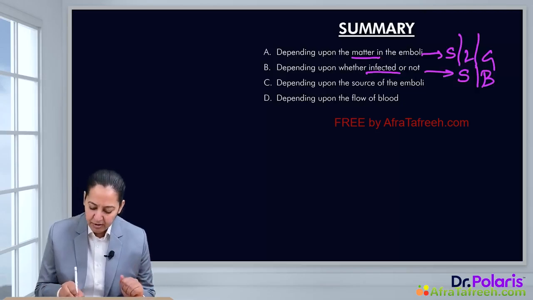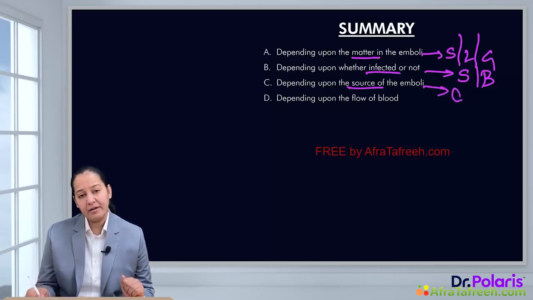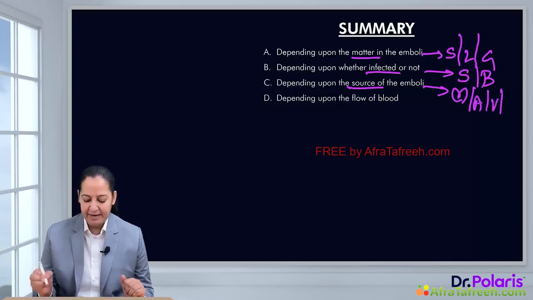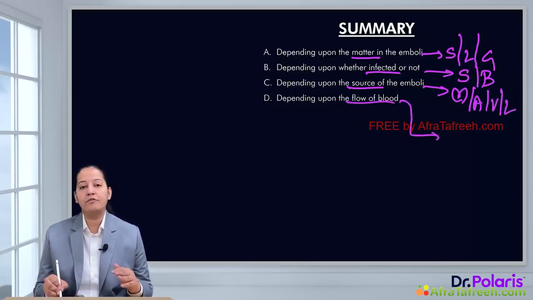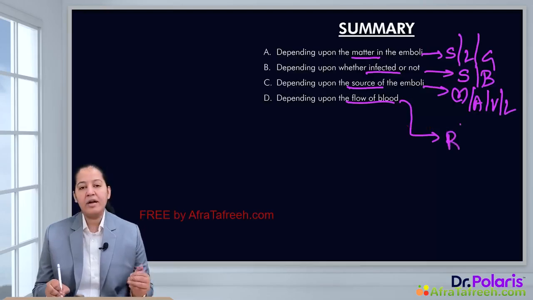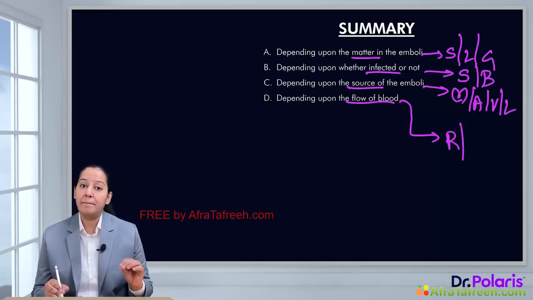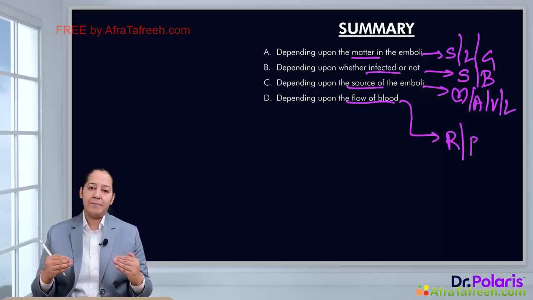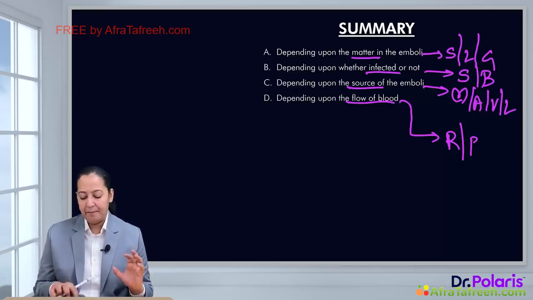The third, depending on the source of the emboli. It can be produced in the heart, known as cardiac emboli. It can be artery, it can be vein, it can be lymphatics. The last, depending on the flow of the blood. It can be opposite to the flow of the blood, which is known as retrograde, or it can move from the venous side to the arterial side through a patent foramen ovale. It is known as paradoxical. So these are the 4 criteria of classification we have learned in embolism.